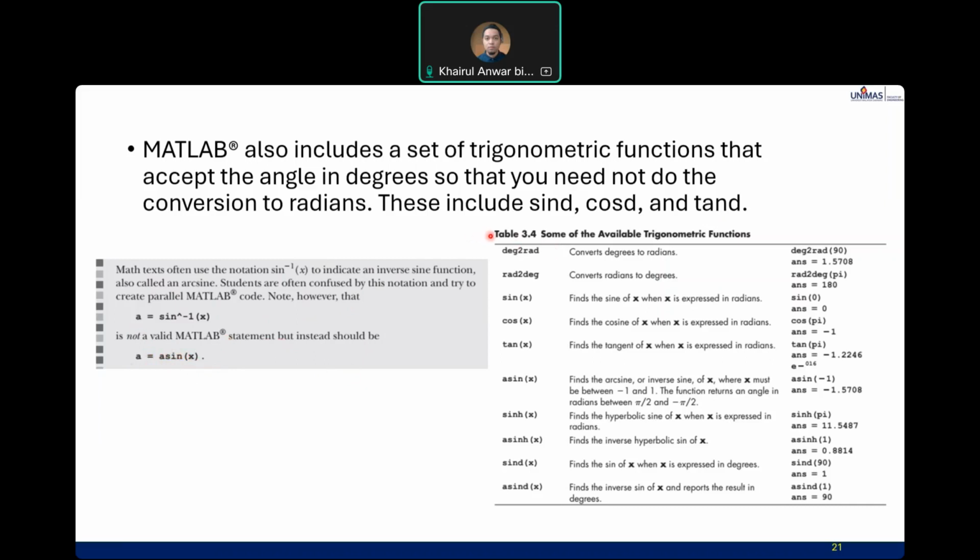This is Table 3.4, showing all the available commands under trigonometric functions. Degree to radian, radian to degree conversion. This is normal, sin x, cos x, tan x. This is the inverse, arcsine. Hyperbolic sine, inverse hyperbolic sine, and this is sind, where x is expressed in degrees. So if you use sin x without d, then x is actually expressed in radians, and so on similarly.